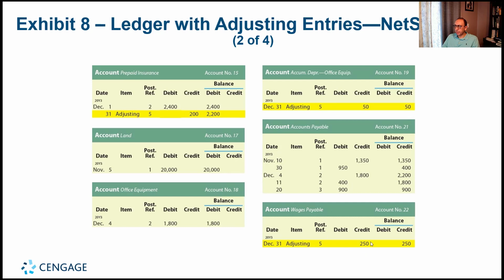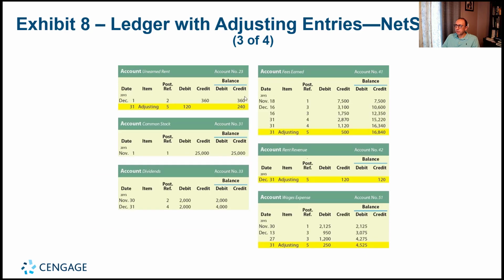Accounts payable was not impacted. Wages payable was credited for $250. Unearned rent, which is a liability account, was reduced or debited by $120. Nothing happened to common stock, and typically adjusting entries don't affect stockholders' equity accounts. And then fees earned was also credited for $500. Rent revenue was credited for $120. Wages expense was debited for $250.